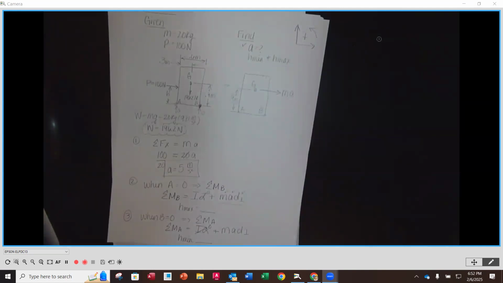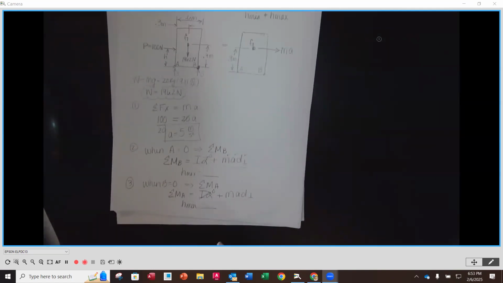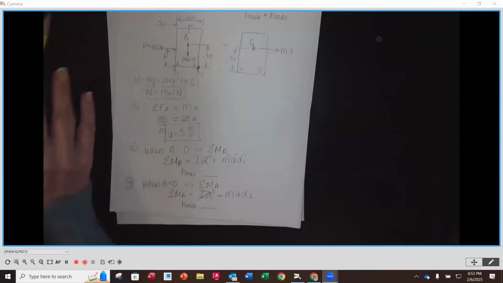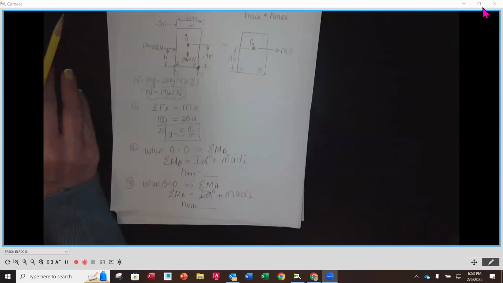Anybody else? How do you feel about that? So we just do the moments around those points and we should get the heights. Yep. Those will be your only unknowns. All right. Then I am going to stop the recording here.